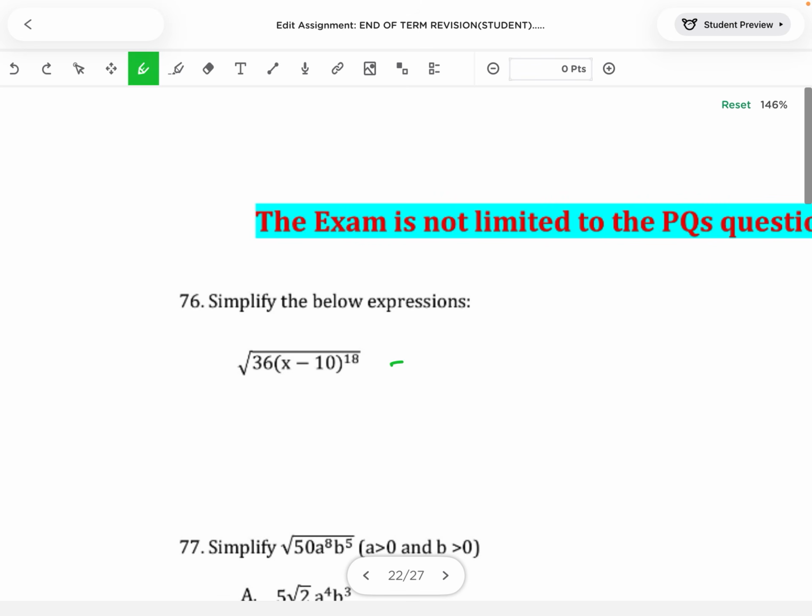Next one, 36 to the power 1 over 2, (x minus 10) to the power 18 over 2. 36 to the power 1 over 2 is 6. This is x minus 10, and 18 over 2 is 9, so I have to put the absolute value.